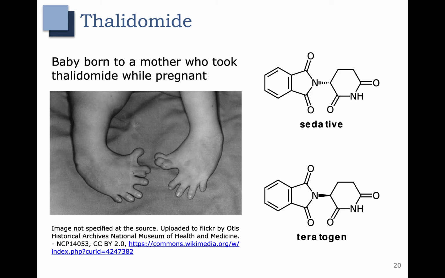Let's take a look at thalidomide. The structure of thalidomide is shown here. This version of thalidomide was given to pregnant mothers to help with morning sickness. This version is a sedative. Unfortunately, its enantiomer was also present in the drug, and you can see the enantiomer down here. The enantiomer was a teratogen and was causing these awful mutations in the babies born to these poor mothers.